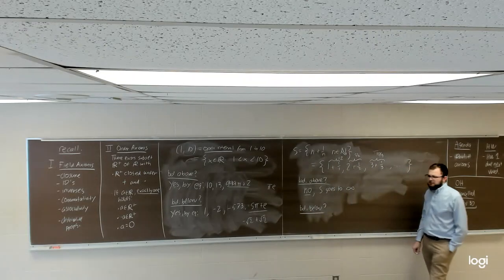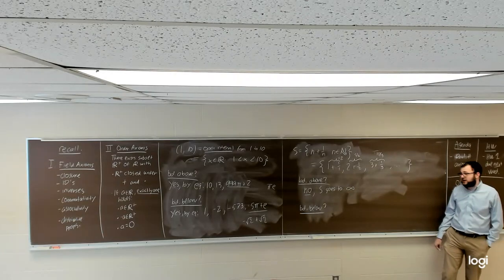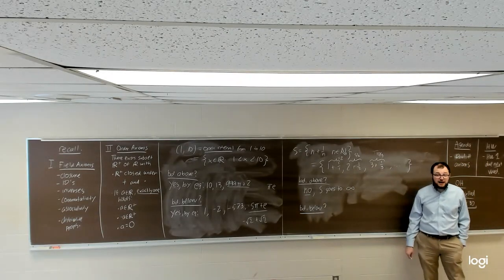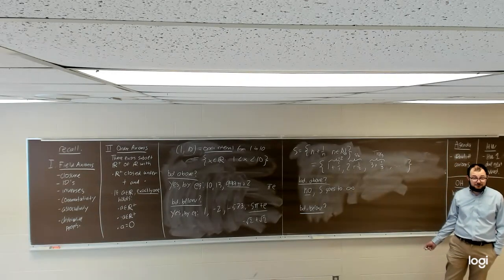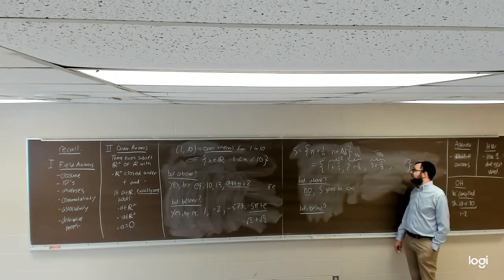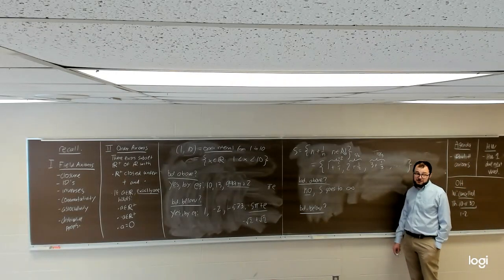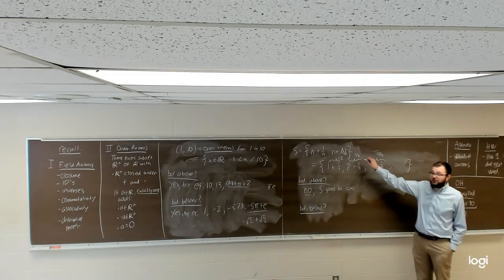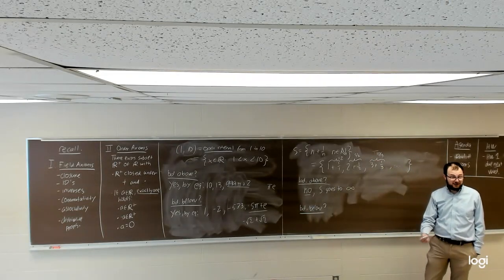Is it bounded below though? Can we find any real numbers that are less than or equal to every single element of this set? Truman? 0. 0 is less than 2, 0 is less than 5 halves, 0 is less than 10 thirds. Well, it's less than the first 3 elements. Have you checked the infinitely many other elements in this set to see that 0 is less than or equal to all of them?